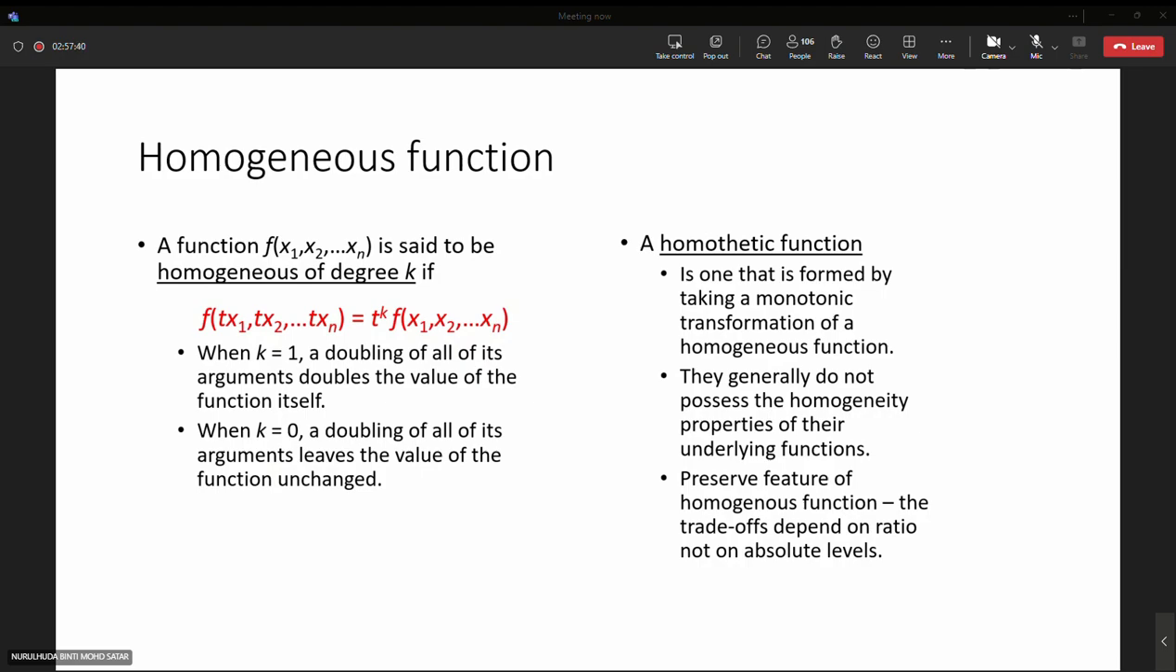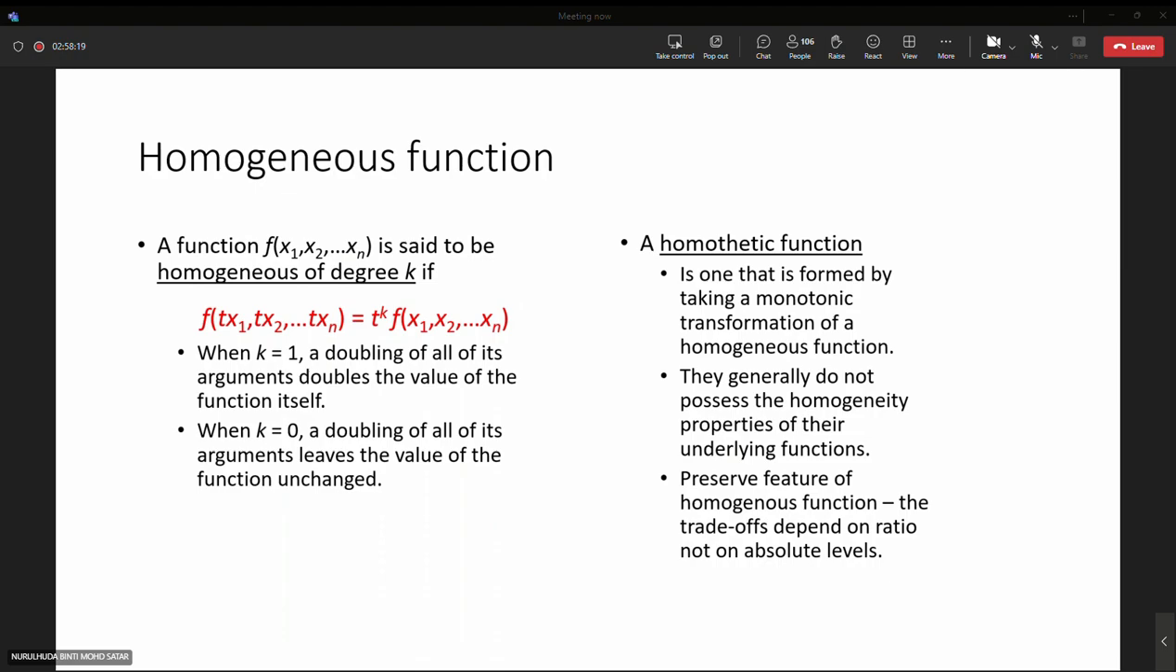So I think we are familiar with what happens if all the endogenous or independent variables are doubled, for example, and what happens to the value of the function itself. Okay, so I think we are familiar with increasing returns to scale and decreasing returns to scale. So it's something related to this homogeneous function.